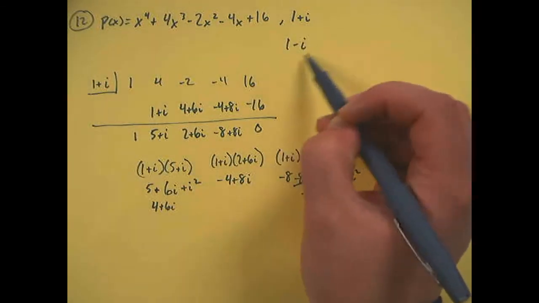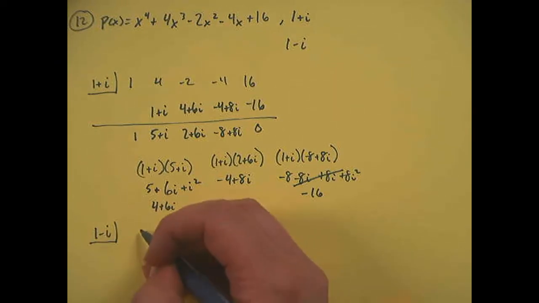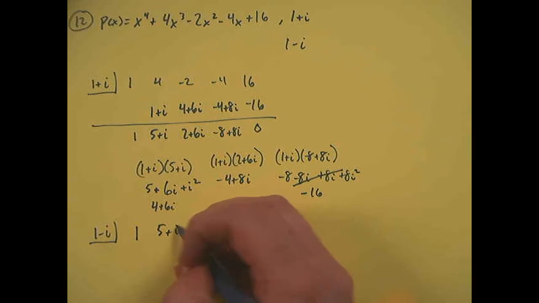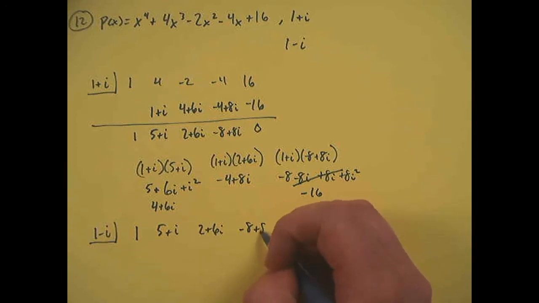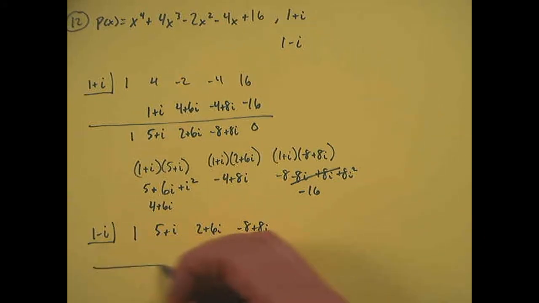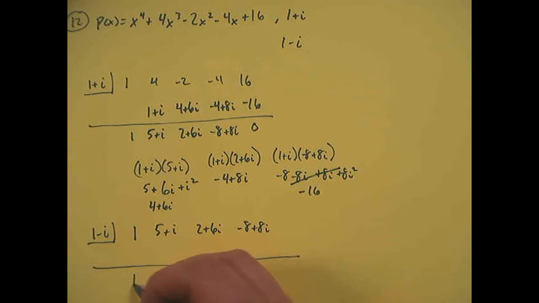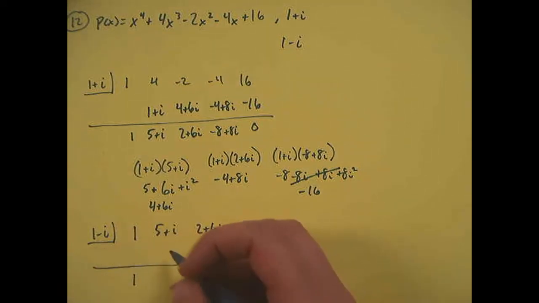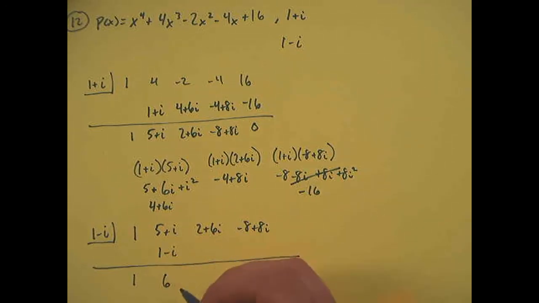So then we're going to take these as our coefficients next and divide by the 1 minus i. So we've got 1 minus i in the corner now, and our coefficients are now 1, 5 plus i, 2 plus 6i, and negative 8 plus 8i. And this is going to go a little bit faster and nicer, as you'll see in a moment. So we'll bring down the 1. 1 times 1 minus i is 1 minus i.